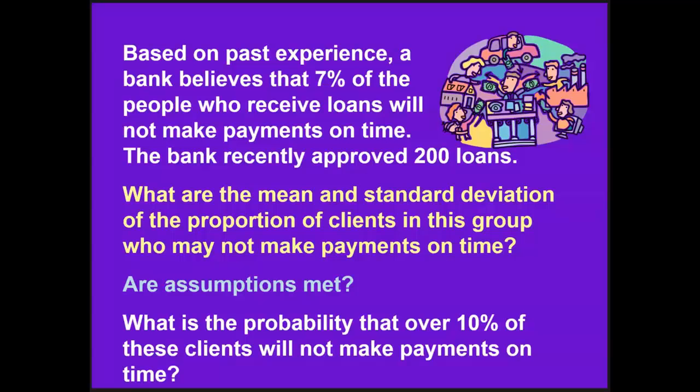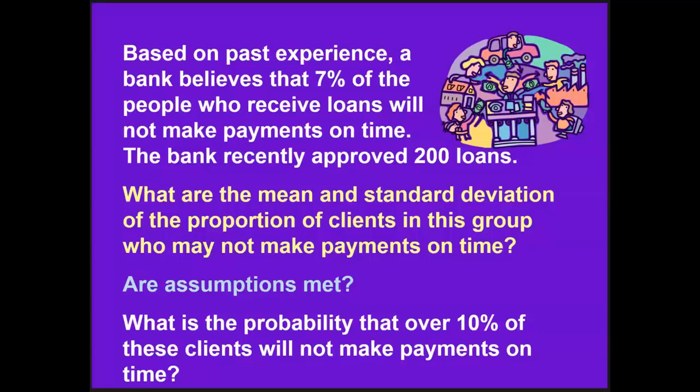I'm sorry, I'm misreading this question. What is the probability that more than 10% will not make payments on time? So if I expect 7, what's the probability that over 10 would default on their loans? Well, this is a normal model. This is a normal CDF.